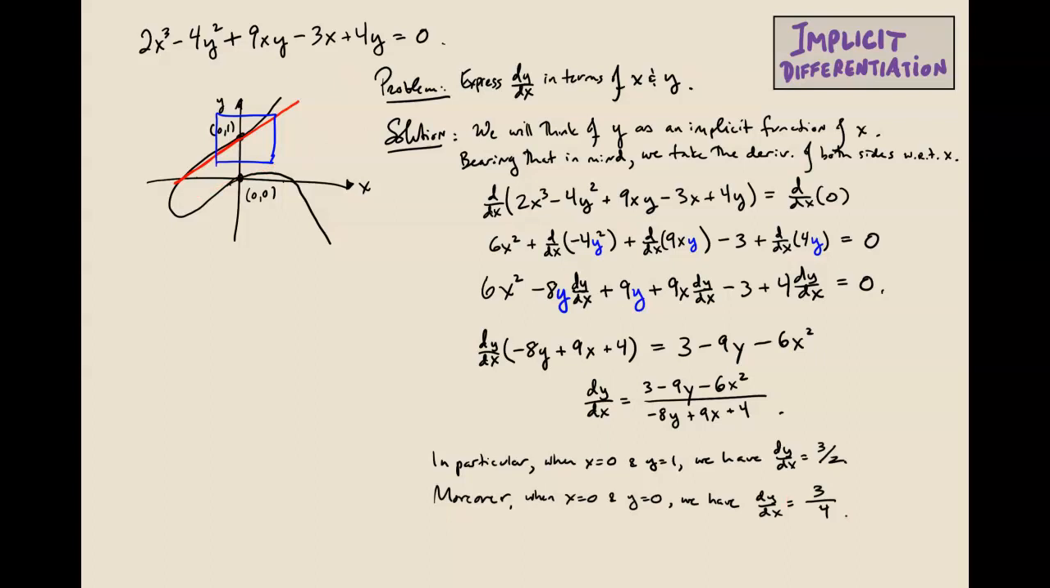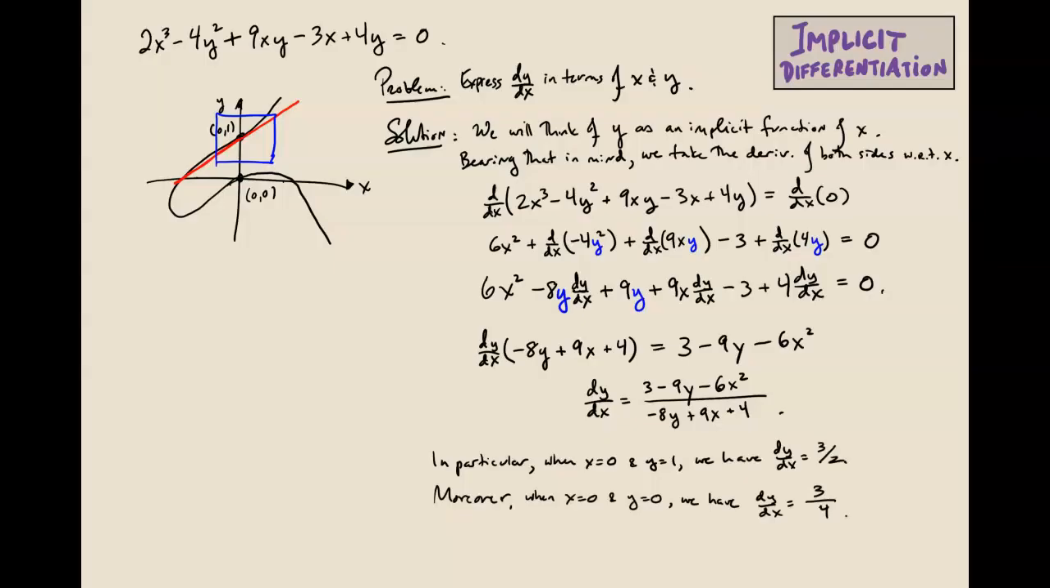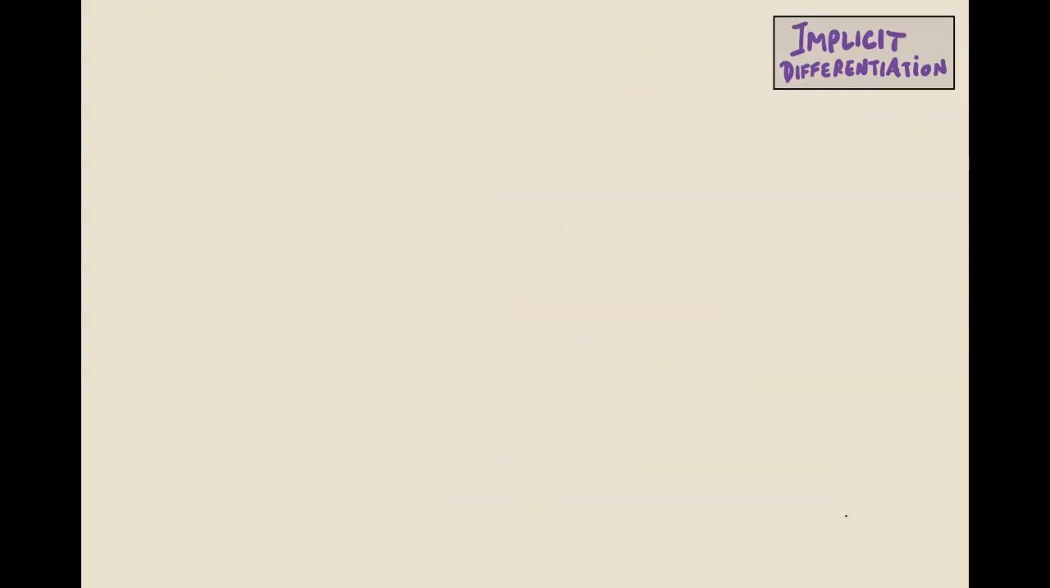Let's look back at our better drawn graph on Desmos to see if that looks reasonable. It does. We can see that the slope is clearly steeper at (0, 1) than it is at the origin. All right, and you'll have lots of opportunities in the homework to do problems very much like this. But let's move on to another example.